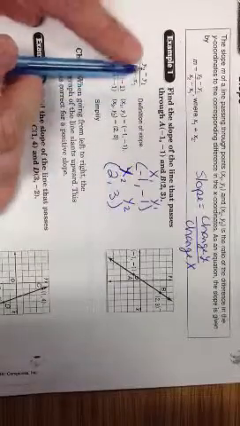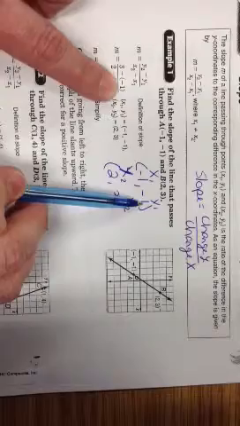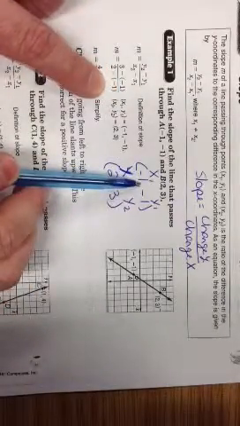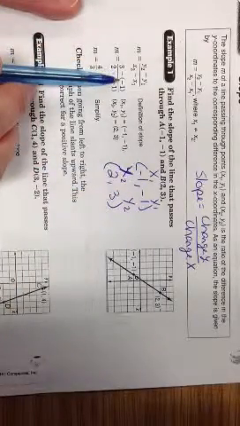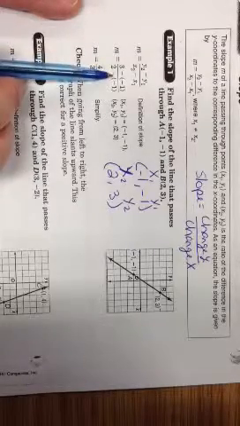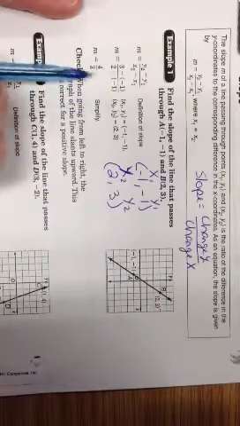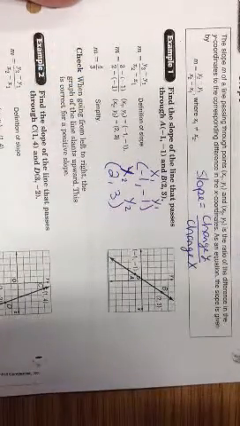So y2 is 3. Then we subtract y1, which is -1. x2 is 2. We subtract x1, which is -1. And then minus a negative gives us a +1. 3 plus 1 is 4. Minus a negative gives us a +1. 2 plus 1 is 3. Our slope is 4/3, and we leave it just like that, an improper fraction.